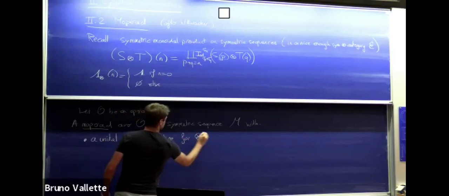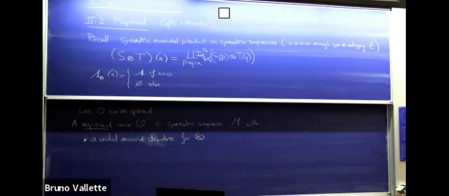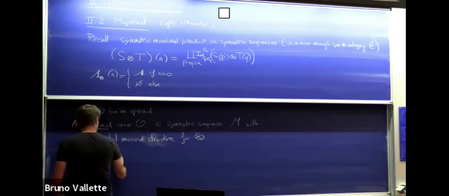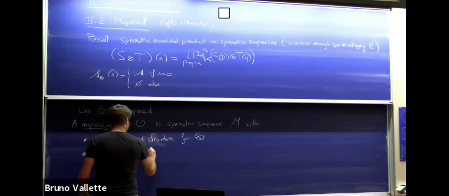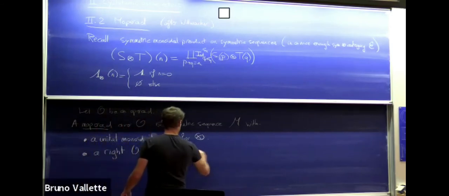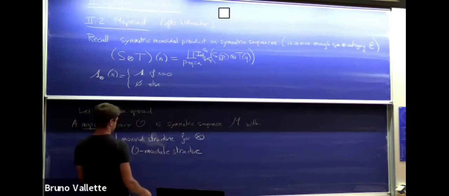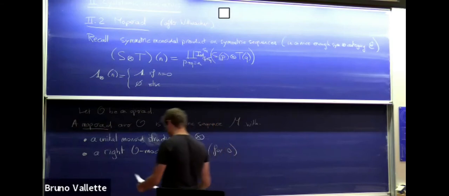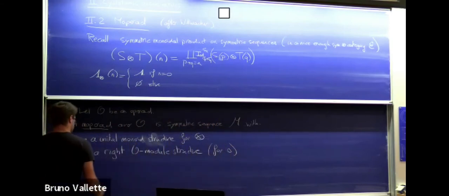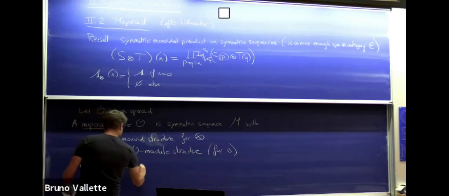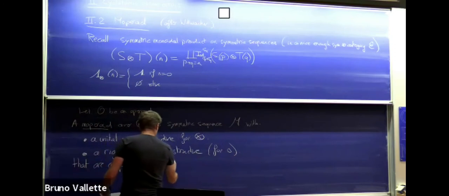for this tensor product, a right module structure. So O is a monoid for the circle product, so that's a module structure for the circle product. And those are compatible in the following sense.